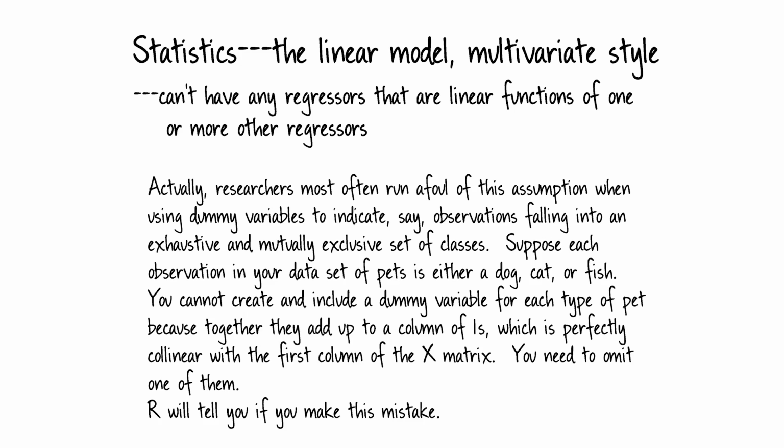And so then I create three different dummy variables. One is equal to 1 if they have a cat, and 0 otherwise. One is equal to 1 if they have a dog and 0 otherwise. And one is equal to 1 if they have a fish and 0 otherwise. And everyone has exactly one of those pets, okay? I cannot include all 3 of those dummy variables in the regression. Because if we add up those 3 dummy variables, we get a column of 1s, and that's perfectly collinear with our column of 1s that allows us to estimate the intercept.